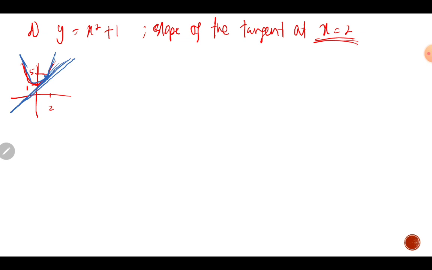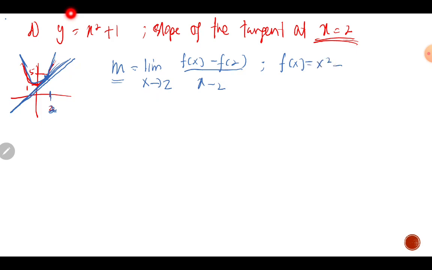So the slope of this tangent line is actually equivalent to the instantaneous rate of change. Slope saya buat ganti dengan m. Limit x approaching apa sekarang? X approaching 2 lah, because we want to find the slope of the tangent line at x equals 2, or the instantaneous rate of change at x equals 2. Benda yang sama. Okay, m equals limit x approaching 2 of f of x minus f of 2 over x minus 2. So again f of x is equal to x square plus 1.